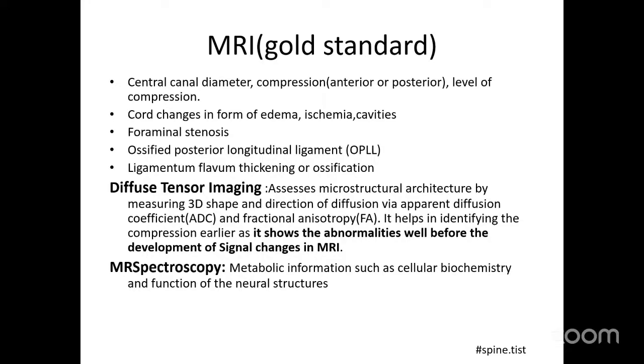Now, these two terms are not very useful practically. You just need to know the names. Diffusion tensor imaging in MRI will show abnormality well before the development of changes. We do not regularly do it here in our country. And spectroscopy is related to metabolic changes in the cord, and it shows them even earlier.